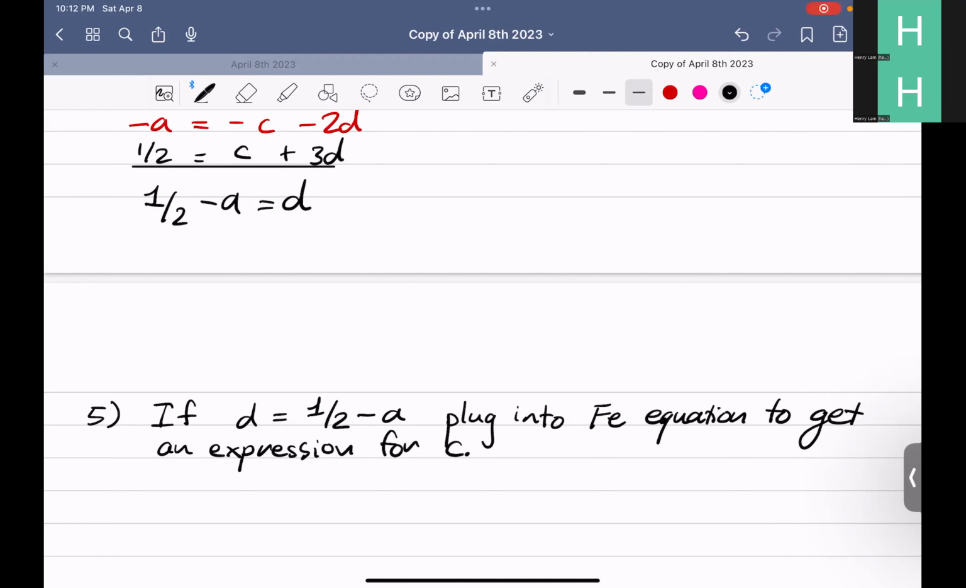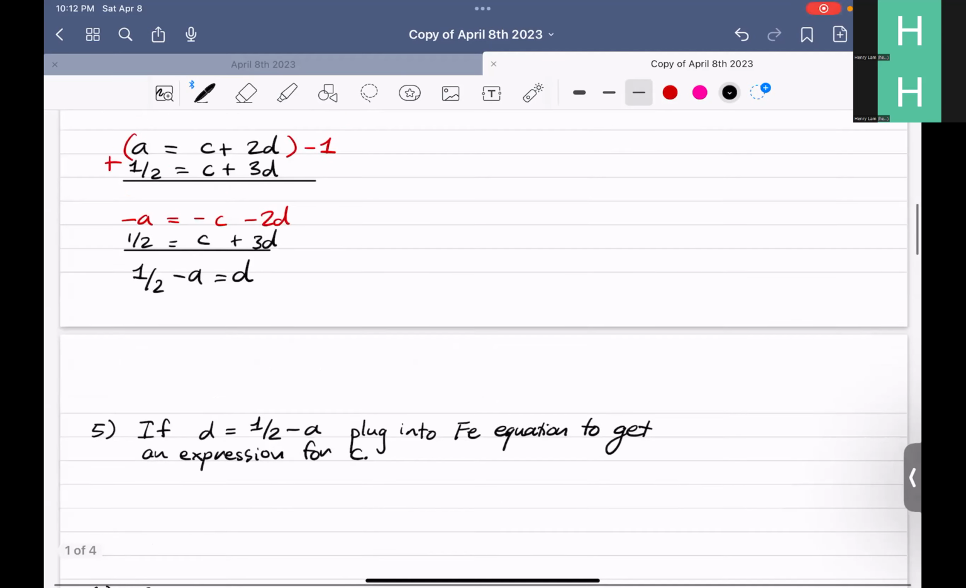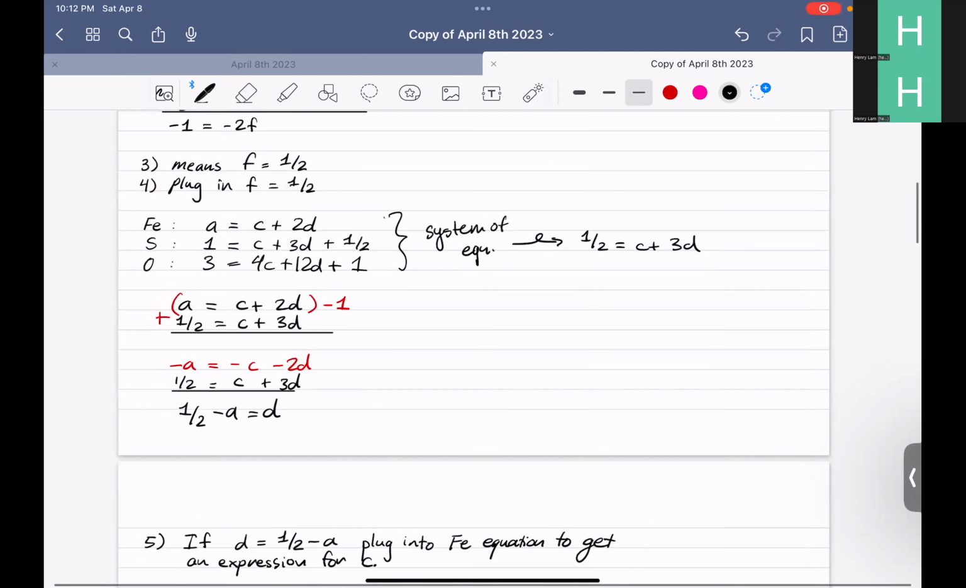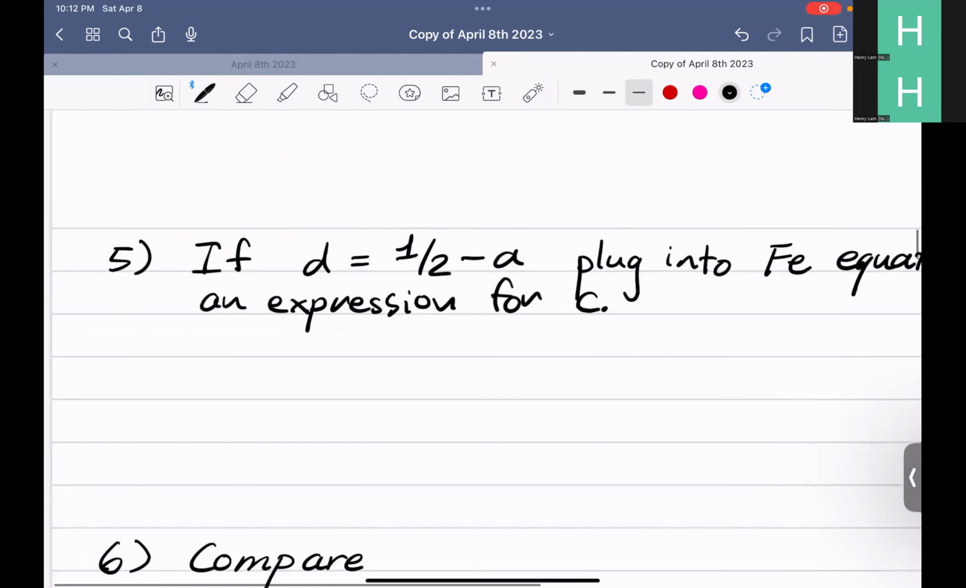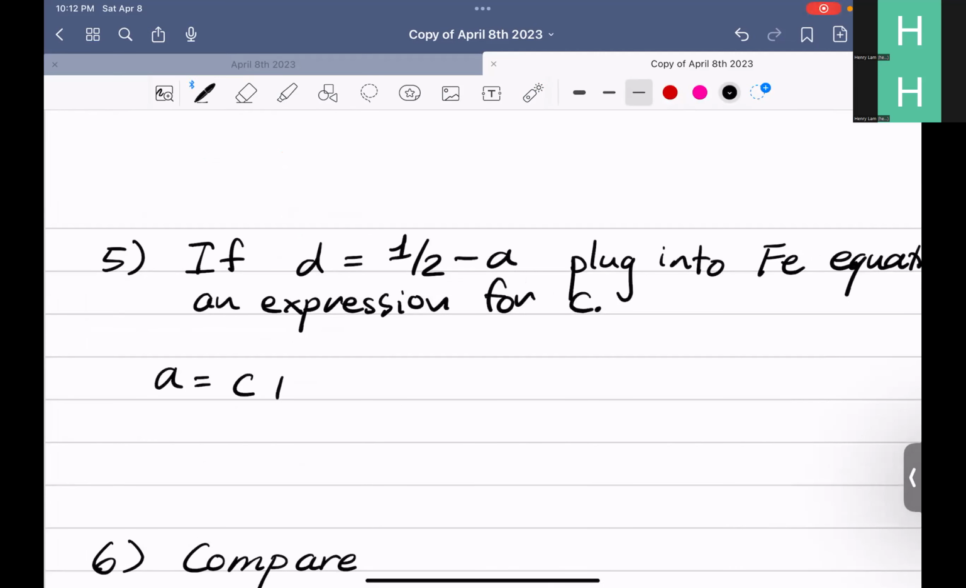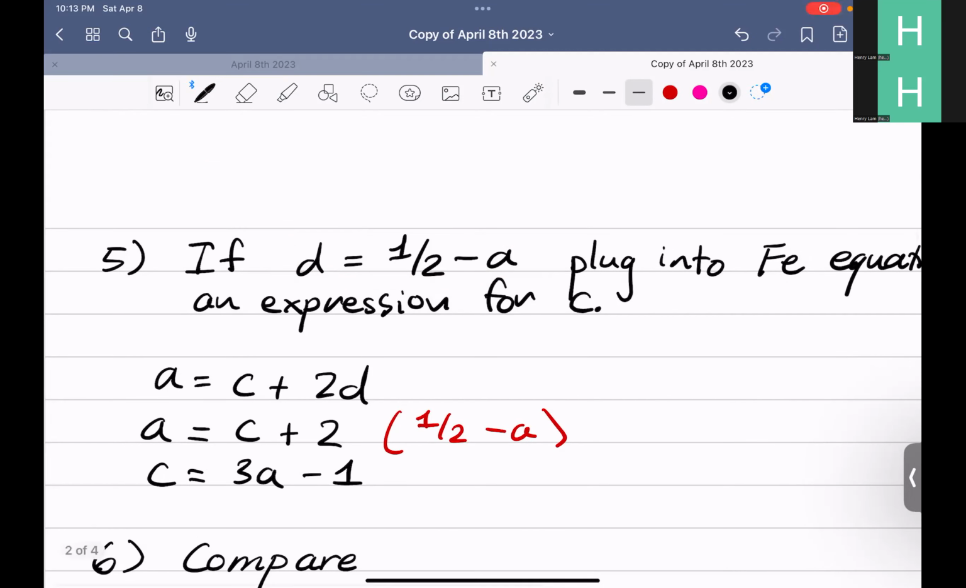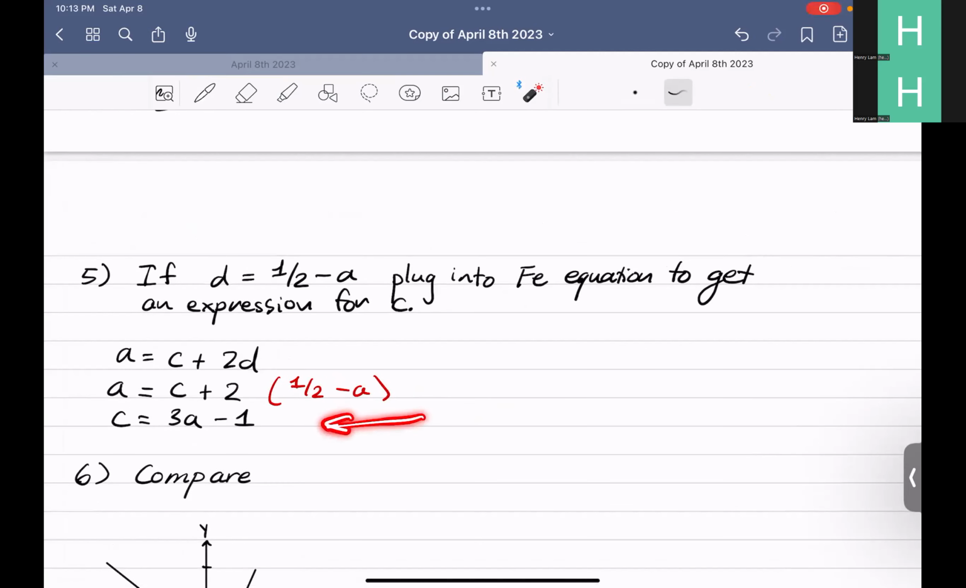for C, okay? So what do I remember? I remember from my iron equation right here that iron is A is equal to C plus 2D. So if iron is A is equal to C plus 2D, and I rewrite this again one more time, A is equal to C plus 2, but I said here that D is equal to 1/2 minus A. So what I find if I plug it in, 1/2 minus A, I'll get that C is equal to 3A minus 1.